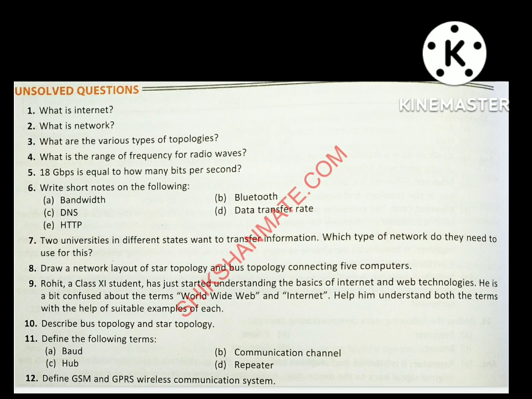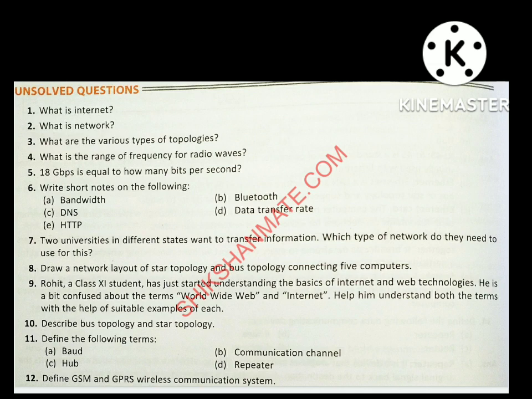Now in the next part, what is communication channel? So a communication channel is a communication path through which the data is transmitted from the sender device to the receiver device. Next, the hub is a multi-port intelligent network device which simply transfers data from one port of the network to another. A hub is a hardware device used to connect several computers together with different ports.